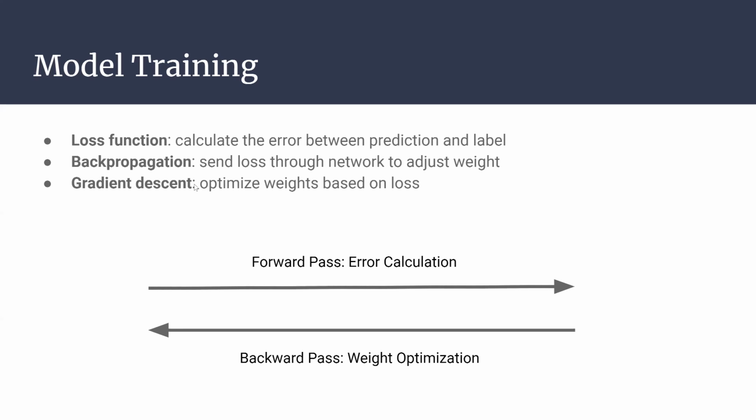And then you use gradient descent to optimize the weight based on this error. So those are the parts of it. To show you in a diagram here, you have a forward pass where you calculate the error. And then after you get the error, you send the error back through the layers so that you can optimize the weight accordingly. And then, of course, by optimizing the weight, you would get better predictions each time. So that would be how you train it.